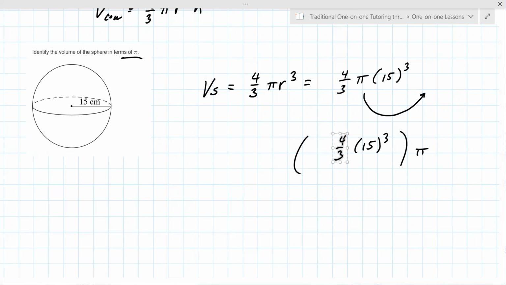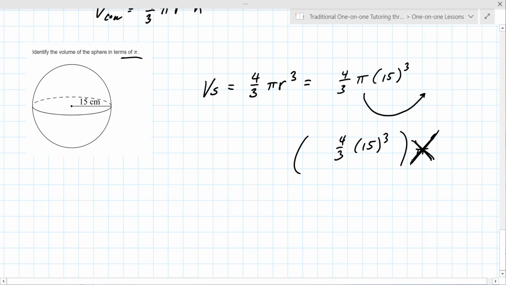It's 14,137.2. Try again. And I don't have to put the pi outside the parentheses? Like I can just get rid of it. Don't put the pi in your calculation. Okay, so that's what I did wrong.